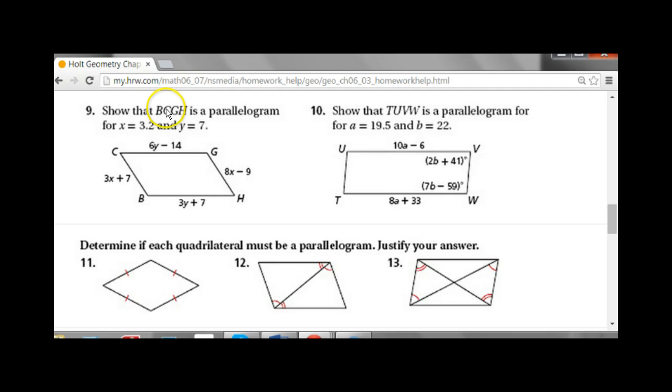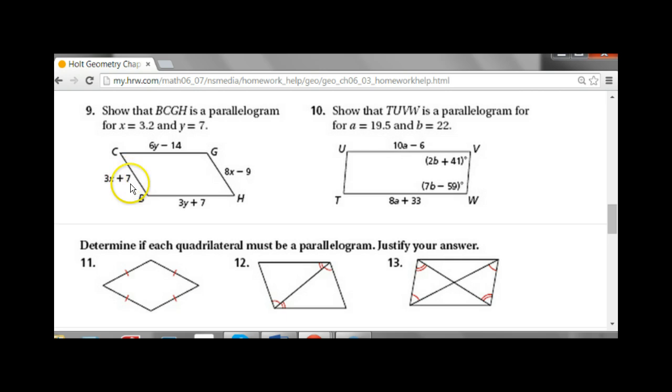So because we're given expressions for two pairs of opposite sides, we're going to plug x in here and plug x in here. You should be doing 3 times 3.2 plus 7 and 3.2 times 8 minus 9, and showing that those in fact are the same.